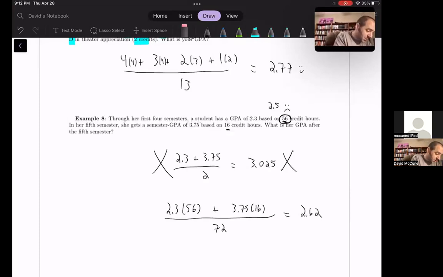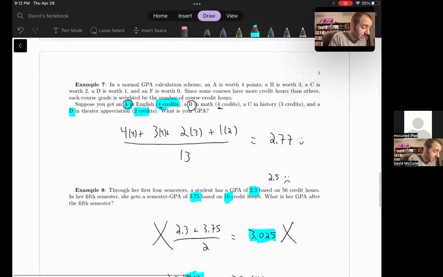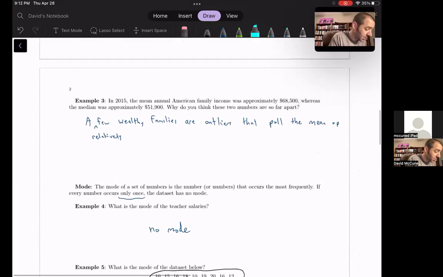So, let me clear all this stuff out. So they had a 2.3 GPA and they did manage to raise it. So that's good. They raised it by like 0.3 points, but they didn't raise it all the way up to the 3. Because again, this 3.75, while good and impressive, only has 16 credits attached to it, in contrast to the 2.3, which has 56. Okay, so that is the end of this section, mostly vocabulary, and vocabulary that many of you know.